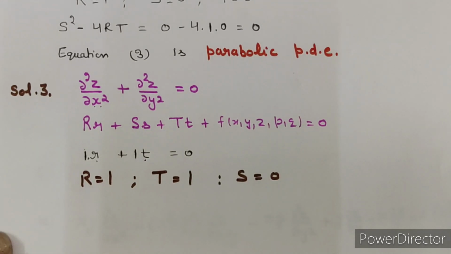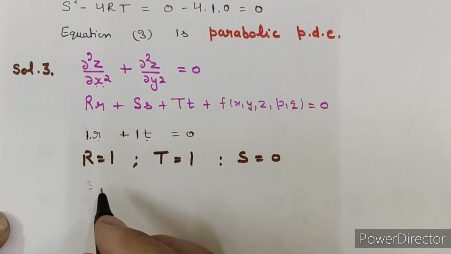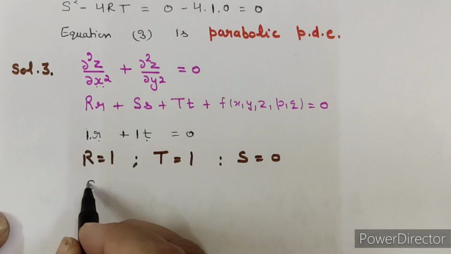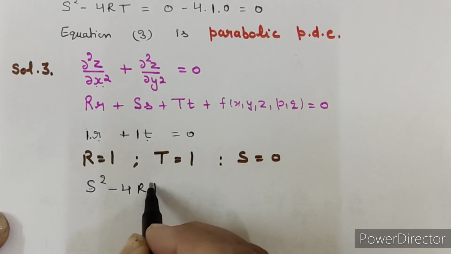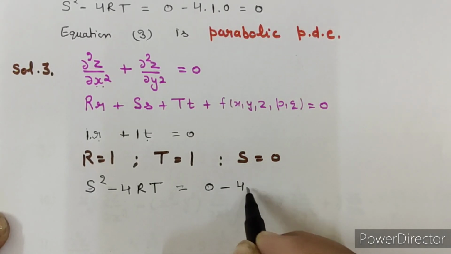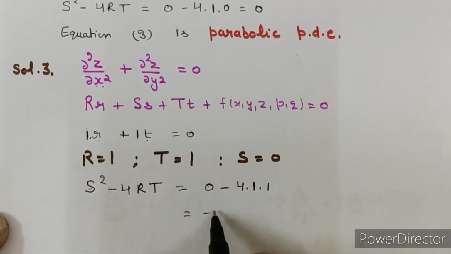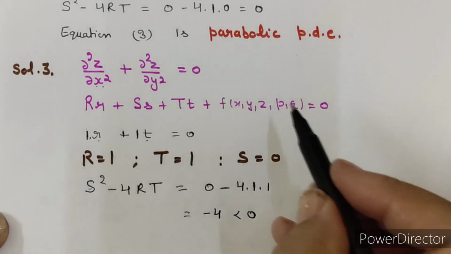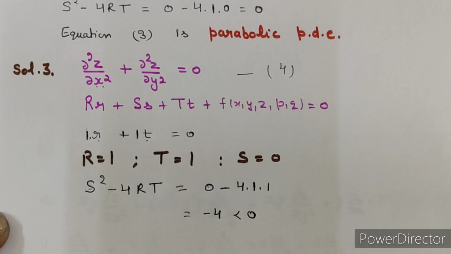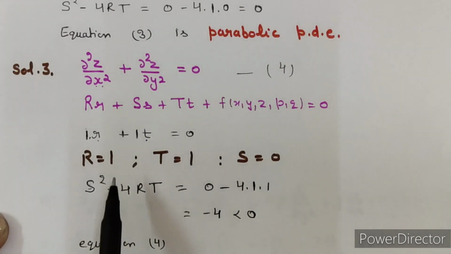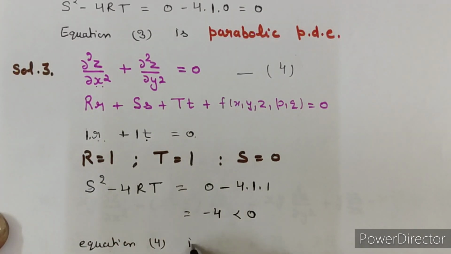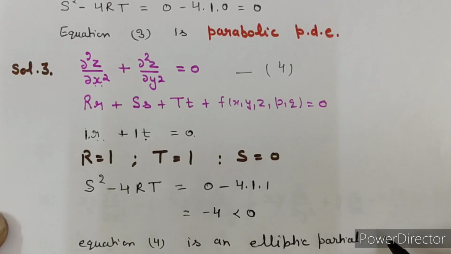Now calculate the value of S square minus 4RT. S is 0 minus 4, 1 into 1, it's minus 4, and this is negative. So write this as equation number 4. You can write that equation 4, the linear partial differential equation of second order, that is r plus t equal to 0, is an elliptic partial differential equation.